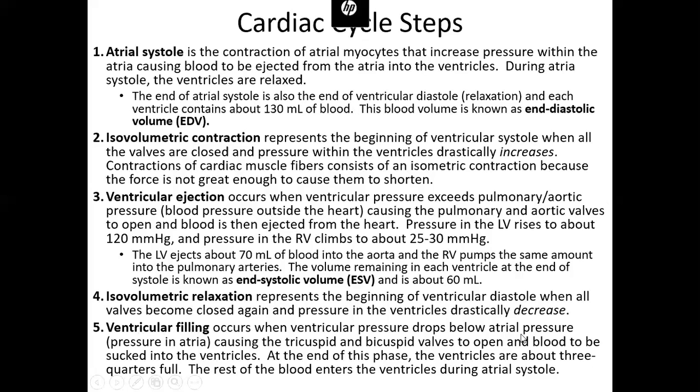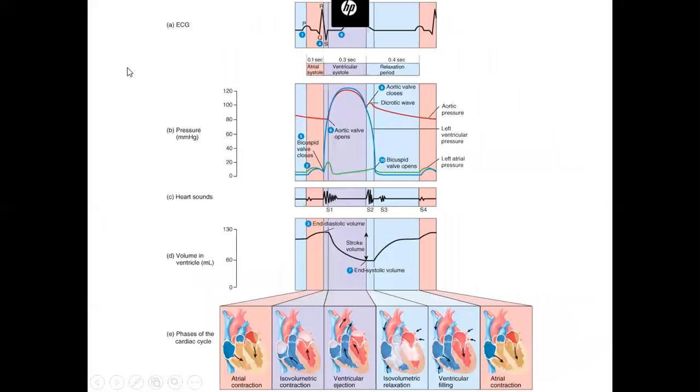When ventricular pressure drops below atrial pressure, the pressure in the atria, the tricuspid and bicuspid valves will open and blood gets sucked into the ventricles. At the end of this phase, our ventricles are about 3/4 full, and then the rest of the blood enters the ventricles when we start a new atrial systole step.